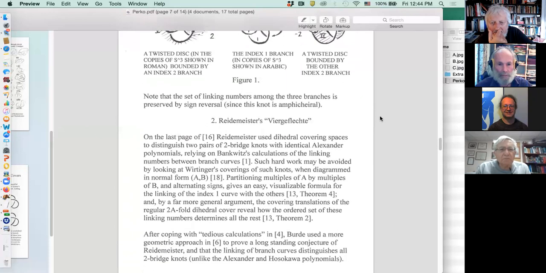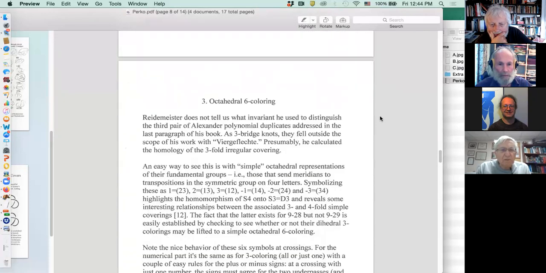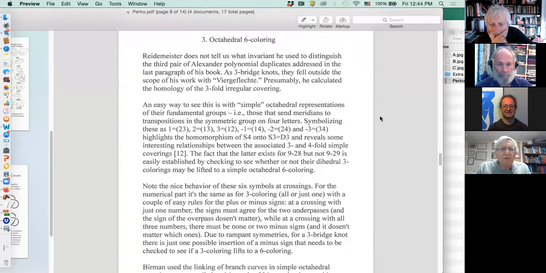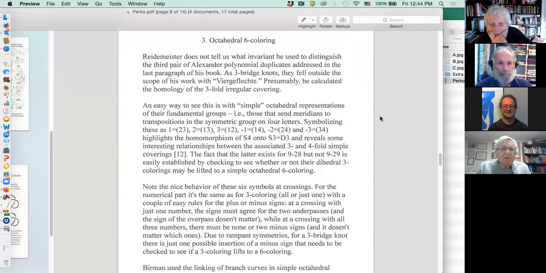Scroll. This is a 2016 paper in the Journal of Knot Theory and Its Ramifications, which is kind of a pun if you're discussing covering spaces. Scroll away.